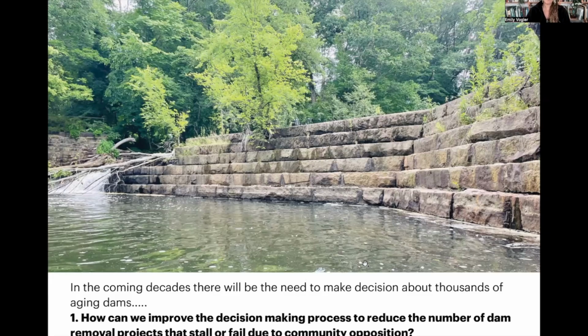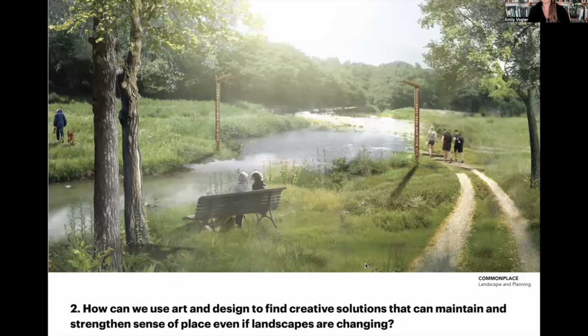And then the second part, just coming from my specific background, I was on this team with amazing scientists, biophysical scientists, social scientists, and others, and I'm a landscape architect, but I'm not a scientist, I'm not an engineer. But this question of how can we use art and design to find creative solutions that can maintain and strengthen sense of place, even if the landscapes are changing.